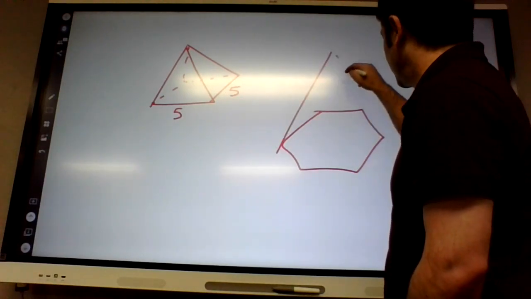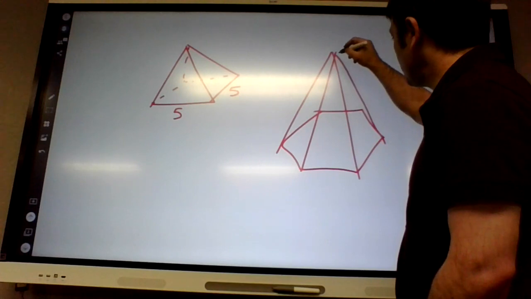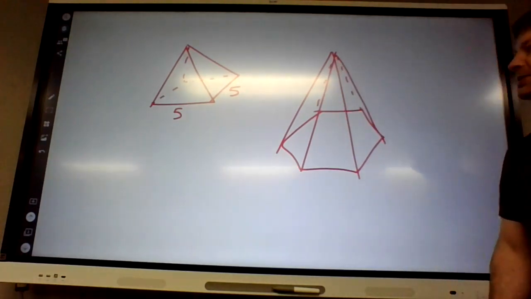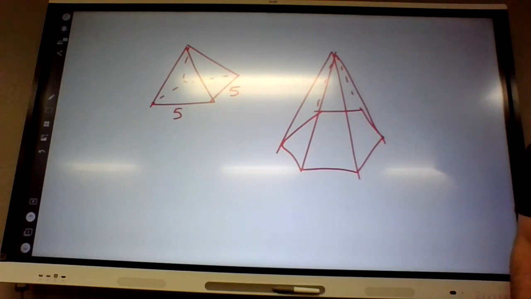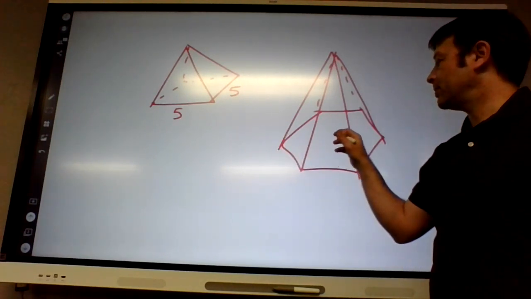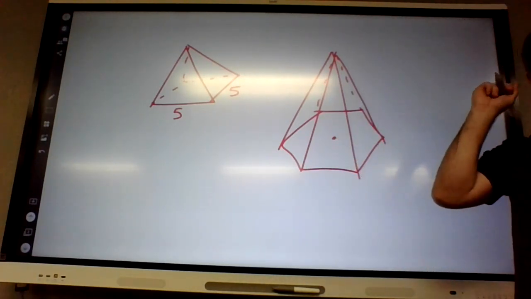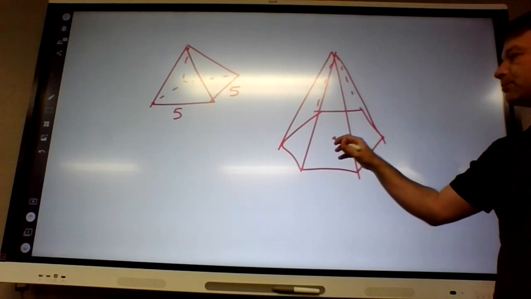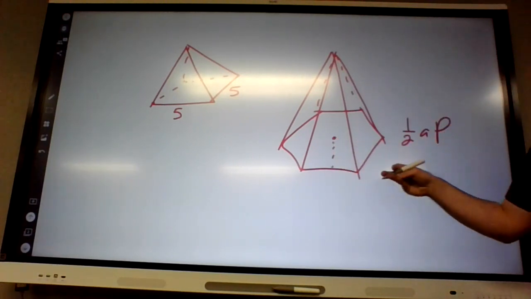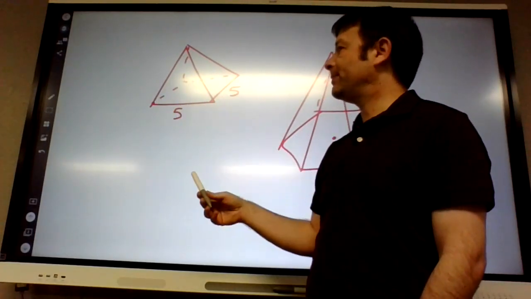To draw it, you just make the shape and then just make lines going up. So that's a pyramid also. Okay. How did we usually find the area of like a hexagon? What formula did we use? Or an octagon or a regular polygon? 1/2 apothem perimeter. Okay. But if it's a square, it's just 5 times 5, right?